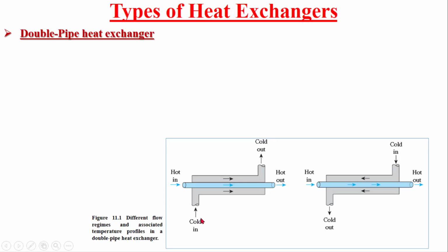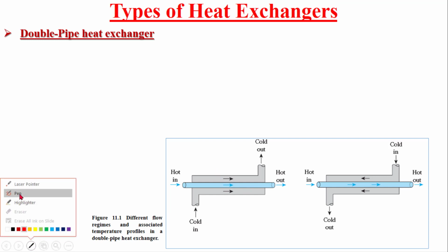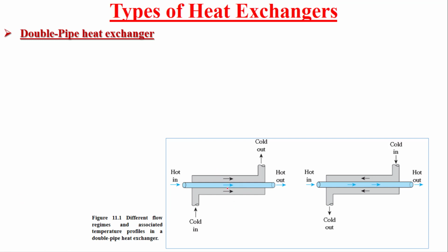So let's start with the types of heat exchangers. The most famous type is the double pipe heat exchanger, or sometimes they call it a concentric heat exchanger. Why do they call it double pipe or concentric? Because here we have, let me draw it for you, a side view. So this is the front view. Let us take a look from here. So we'll see something like this.